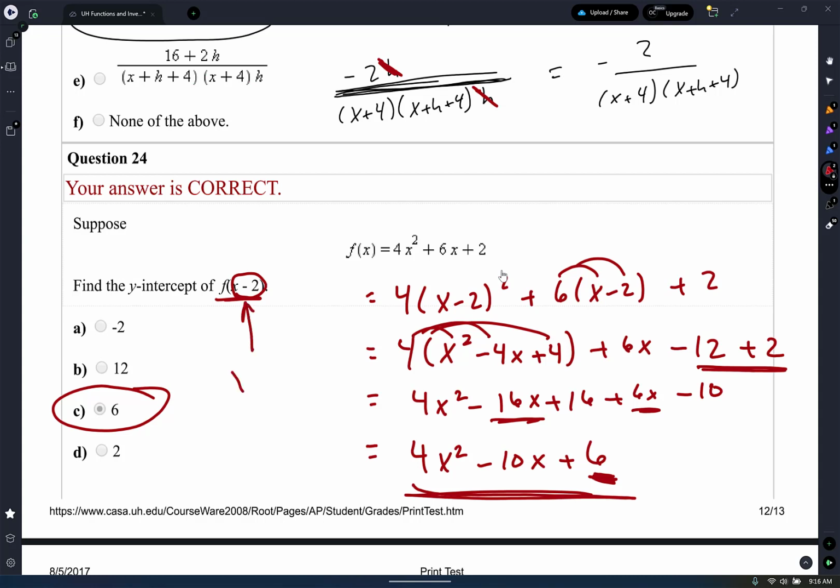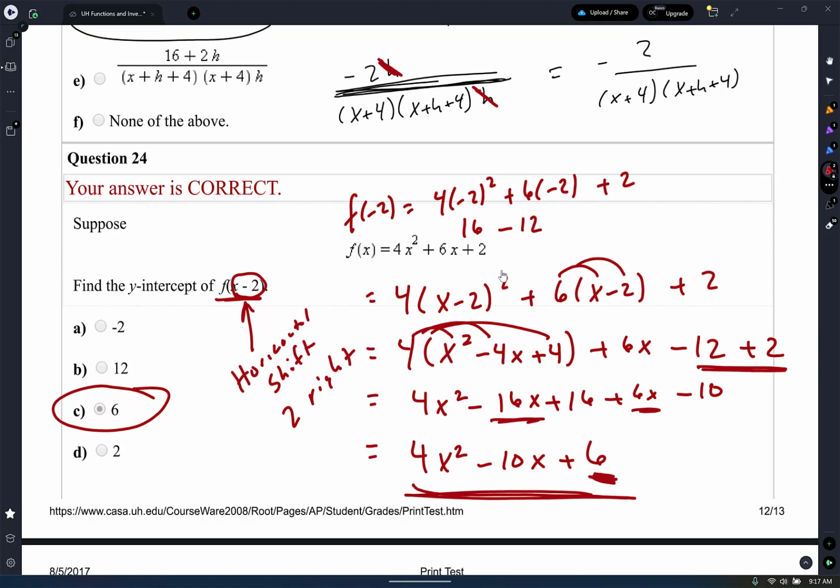This is a horizontal shift to the right, correct, of this function. So if it's a horizontal shift 2 to the right, that means all I've got to do is look at my point at negative 2. If I look at my point at negative 2 and I move 2 to the right, that's going to be right on the y-axis, right? So I plug in a negative 2 into this. So look, 4 times negative 2 squared, plus 6 times negative 2, plus 2. Negative 2 squared is 4. 4 times 4 is 16. 6 times negative 2 is negative 12, plus 2. 16 minus 12 is 4. 4 plus 2 is 6. I think that's way easier.